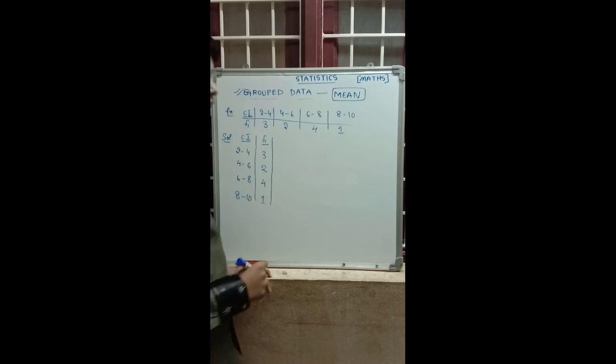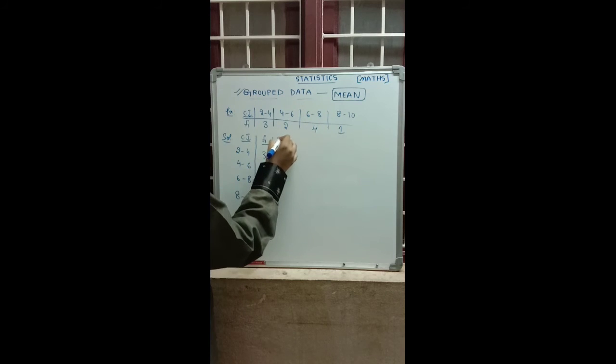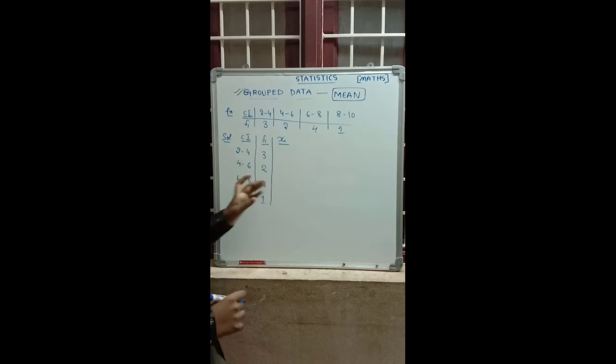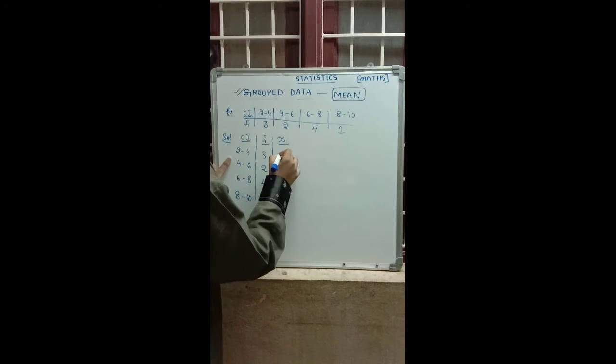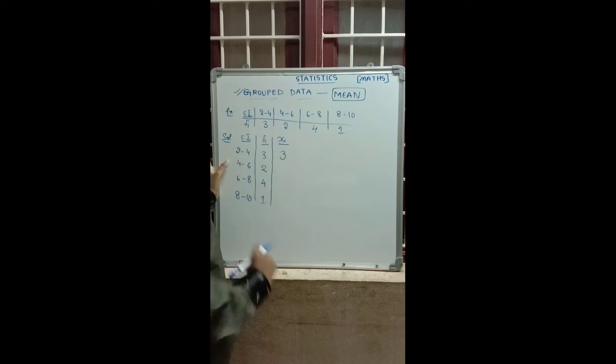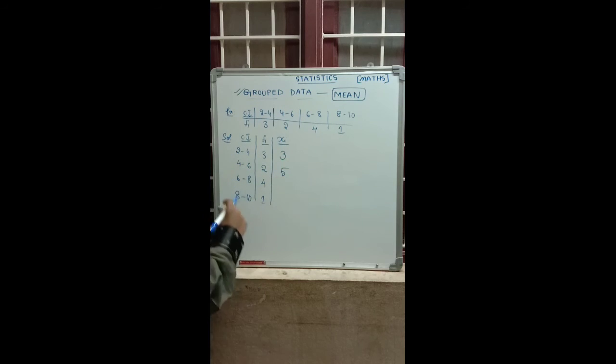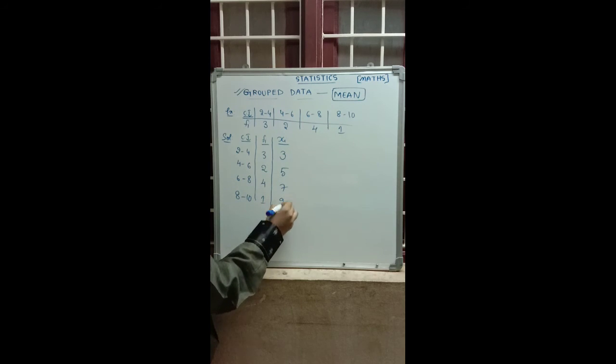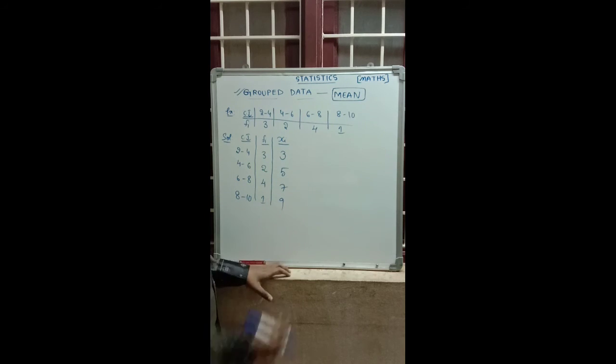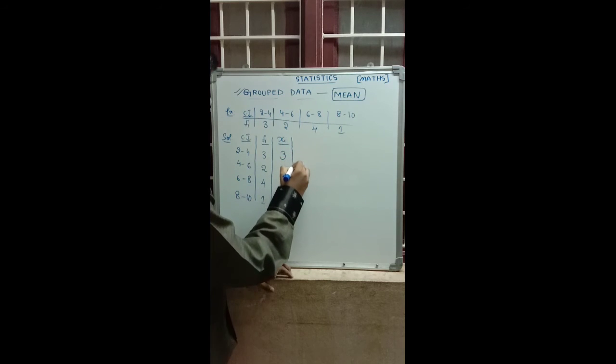Next step, we have to find the xi value. For every problem in grouped data, we have to find the xi value. Xi: 2 plus 4 by 2, 6 by 2, 3. 4 plus 6 by 2, 10 by 2, 5. 8 plus 6, 14 by 2, 7. 10 plus 8, 18 by 2, 9. These are the xi values: 3, 5, 7, 9.